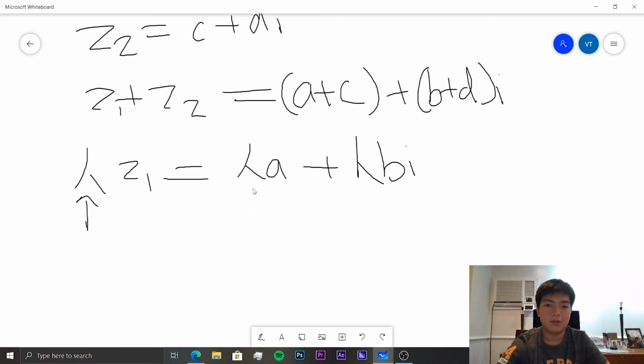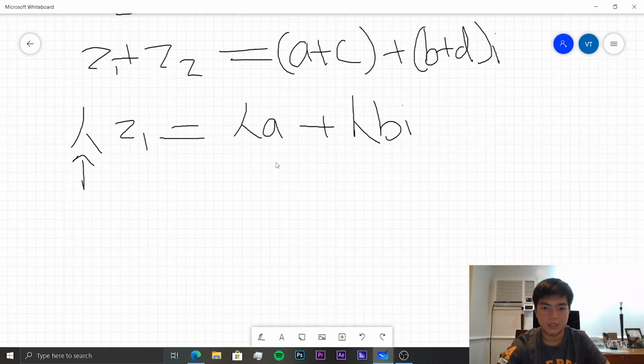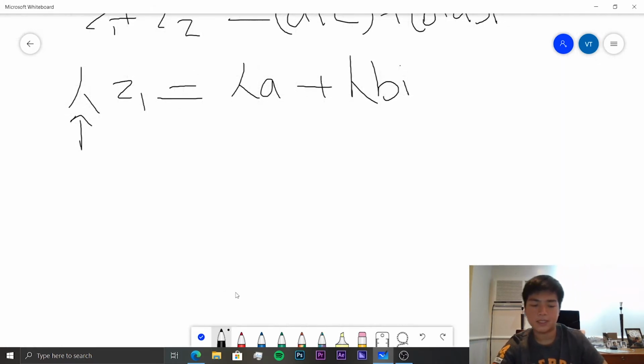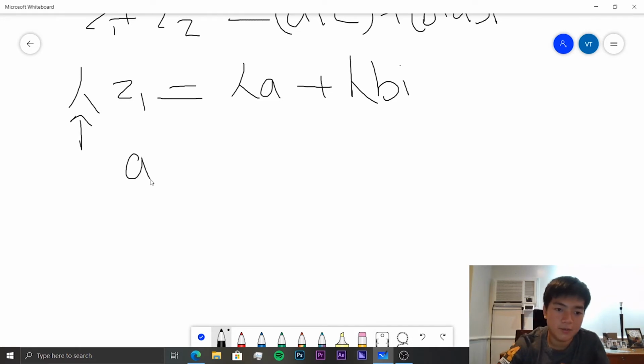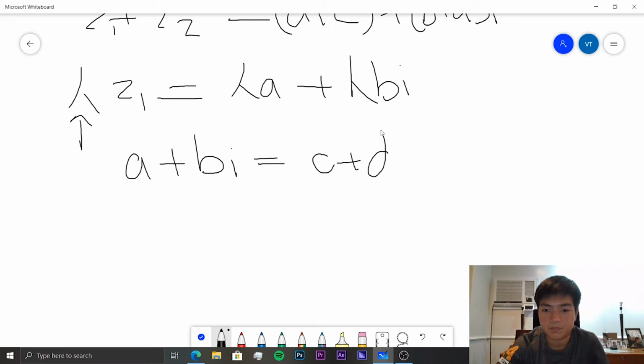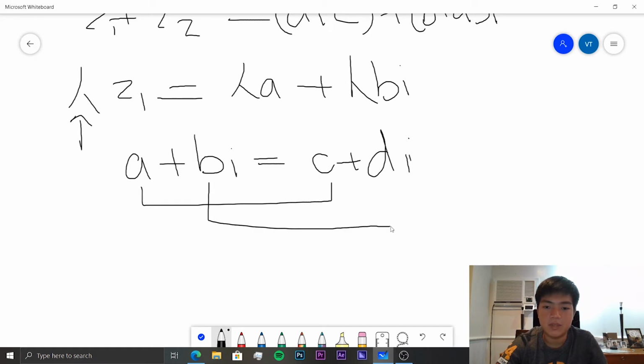And so finally, what if we want to check if two complex numbers are equal? Well, two complex numbers are equal if and only if both the real and imaginary parts are equal. So in this case, we have two complex numbers, and they are only equal if a equals c and b equals d. If a equals c but b doesn't equal d, they're not equal. If b equals d but a does not equal c, they're also not equal. So yeah, that is it.